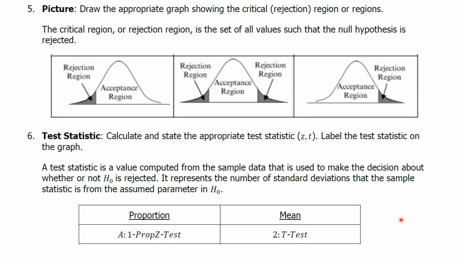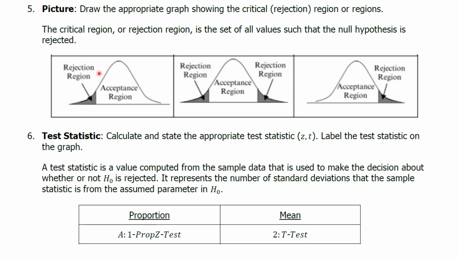All right, step 5 is our picture. So we're going to draw the appropriate graph showing the critical or rejection region or regions. Remember, the critical region or rejection region is going to be the set of all values such that the null hypothesis is rejected. So we'll draw a normal or t distribution curve, depending on which one we're working with, and shade the rejection regions. And then the visual will help us see where our test statistic needs to fall to reject the null.